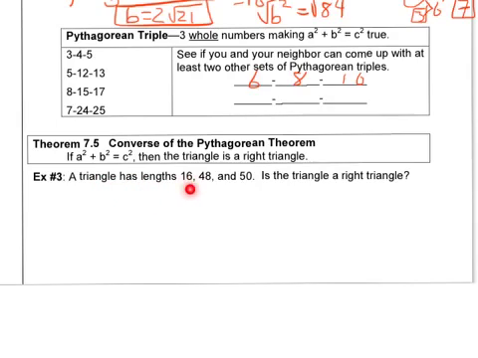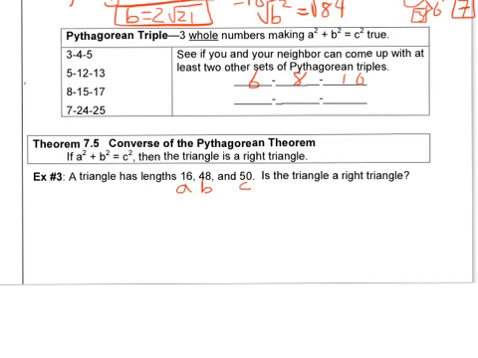It says a triangle has sides 16, 48, and 50. Is the triangle a right triangle? Well, first of all, you may look at this and think, what's my A, what's my B, what's my C? Well, here's the trick. The biggest number is always your C. So there's your C. And then the A and the B don't really matter which is which, but I could just do A as the smallest and B as the second biggest.